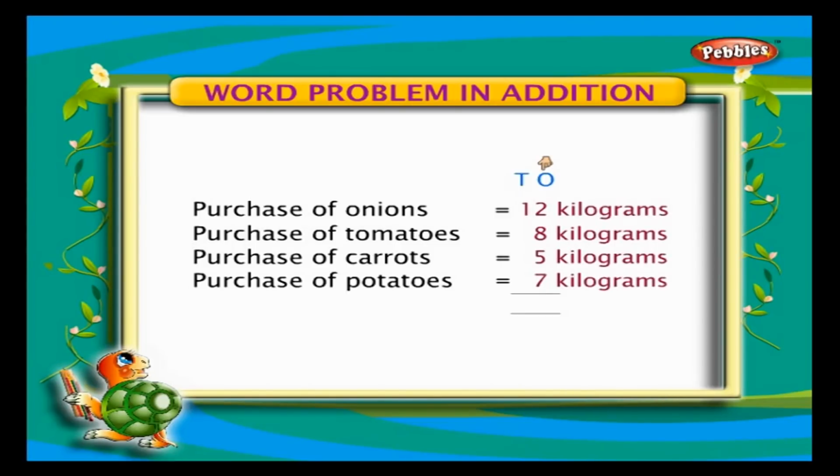Add the 1's column. 2 plus 8 plus 5 plus 7. We get 22. Write 2 below the 1's column and carry over 2 to the tens column. Now add tens. Carry over number 2 plus 1 is equal to 3. Write 3 below the tens column. Total weight of vegetables purchased by the greengrocer is 32 kilograms.